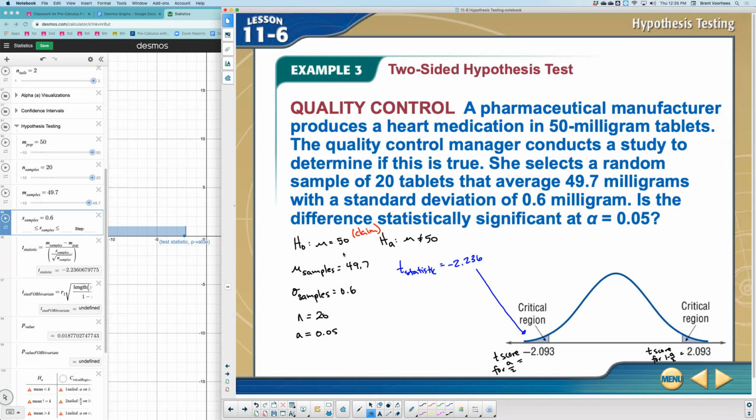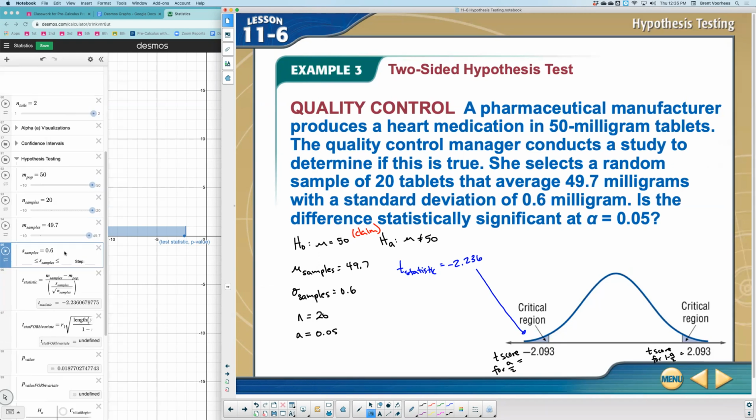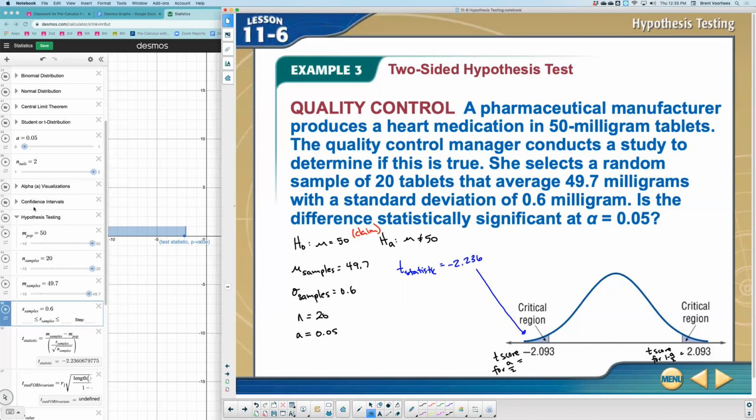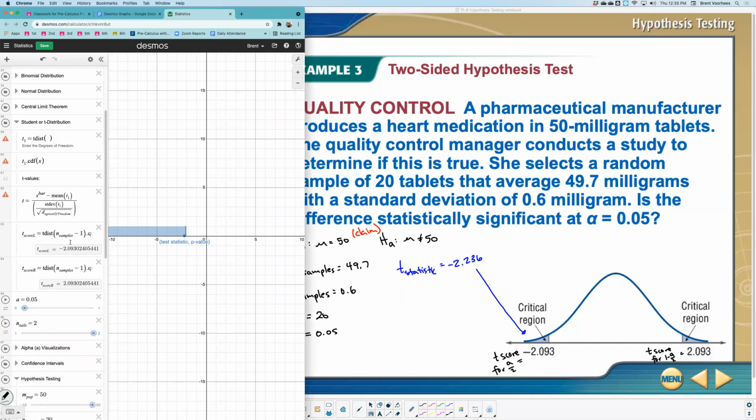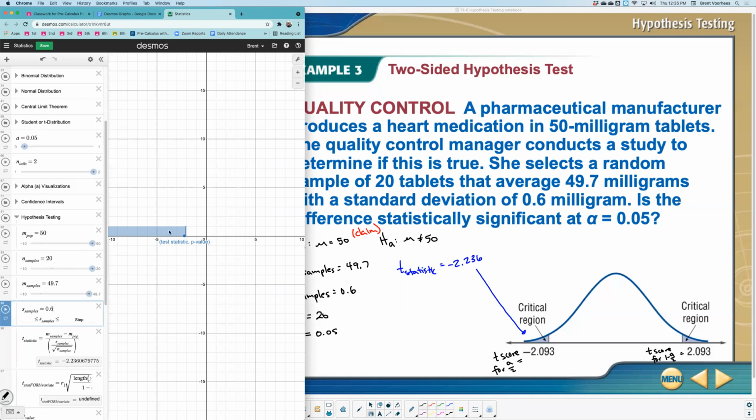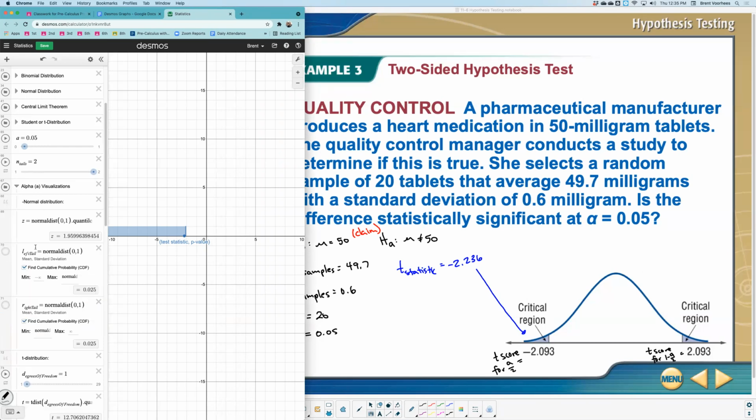And so the numbers you heard me quote earlier, what's happening is if I went over to the student or t distribution, what we're seeing here is that a value will be calculated. I don't want to go all into this, but it's that negative 2.093, you see it there, and 2.093 right here. That's where those values are. It's going off of this alpha divided by 2. And so that's the math that's occurring in your calculator. You can see this area shaded. Now, if you're wanting to know where's the whole distribution, you need to go to the alpha visualizations and turn that on.